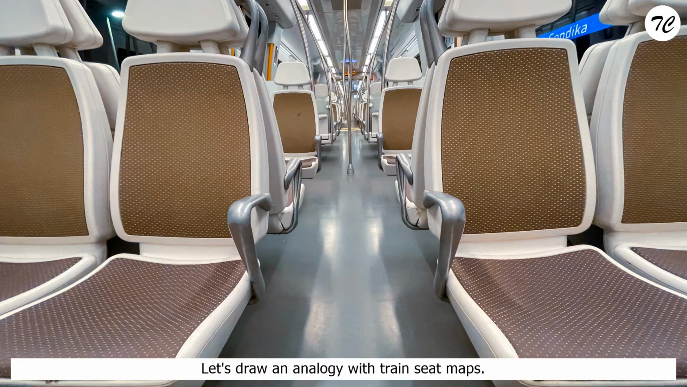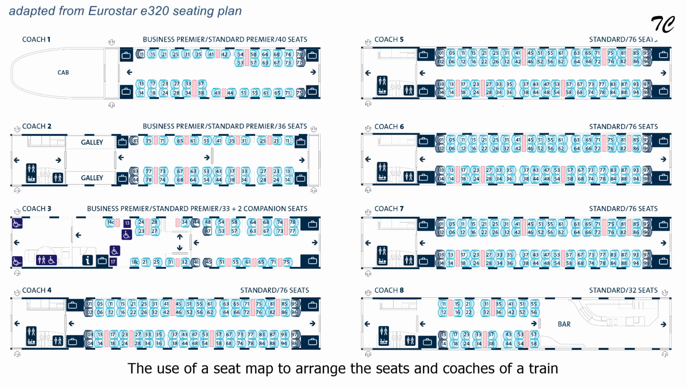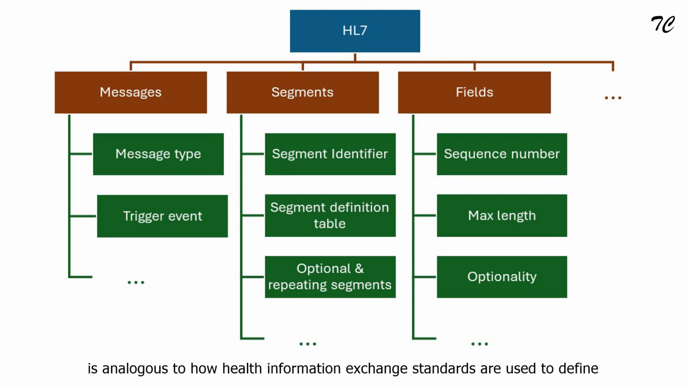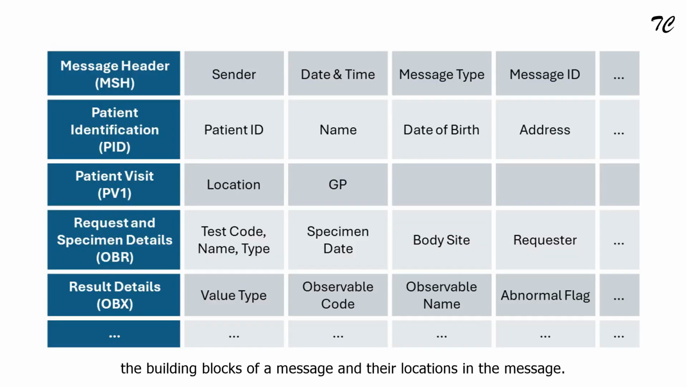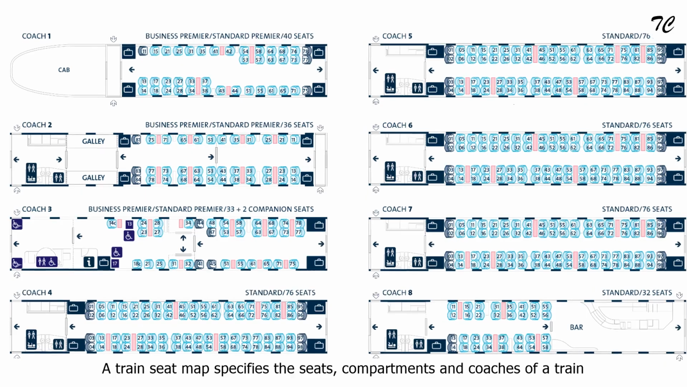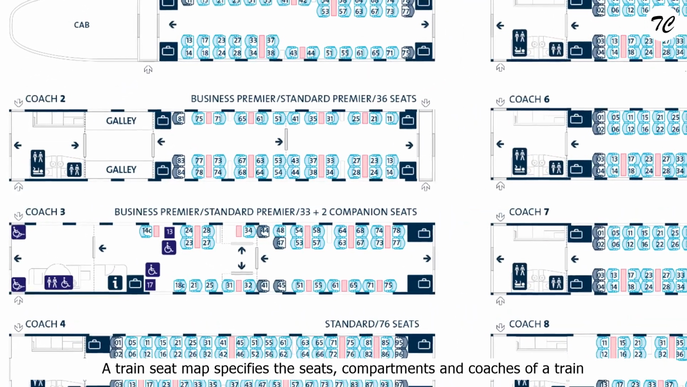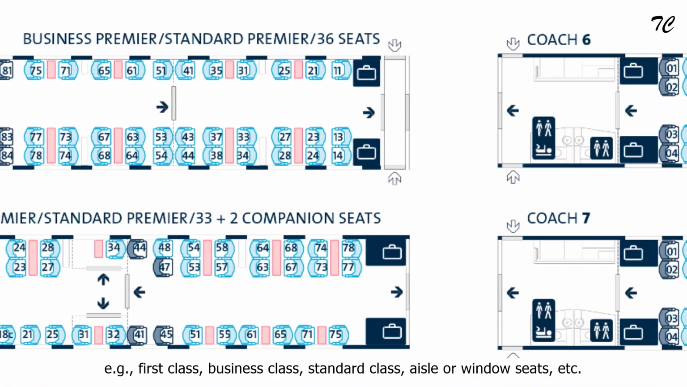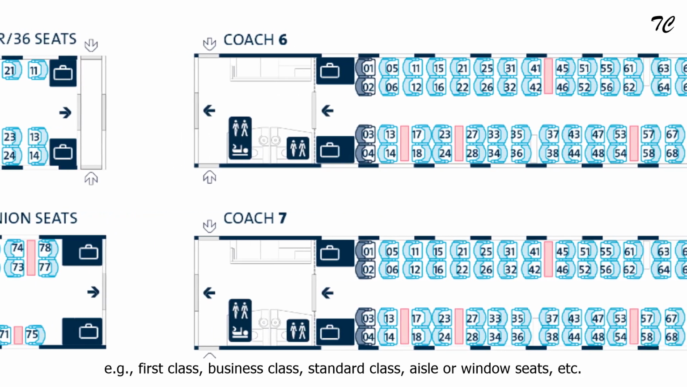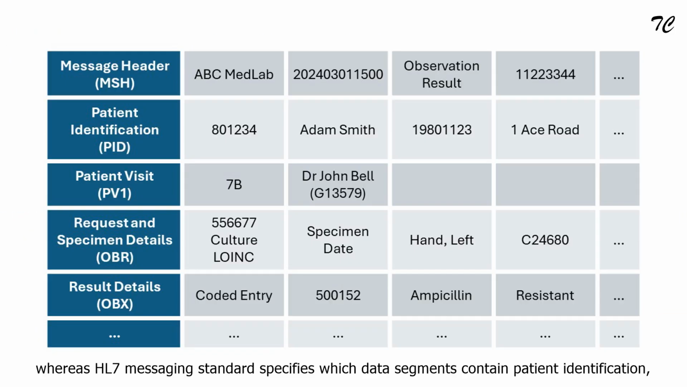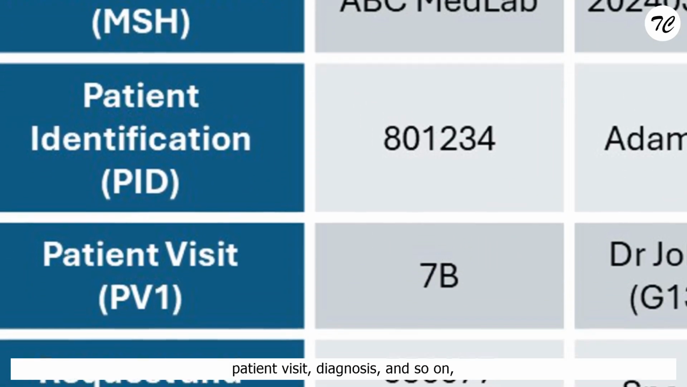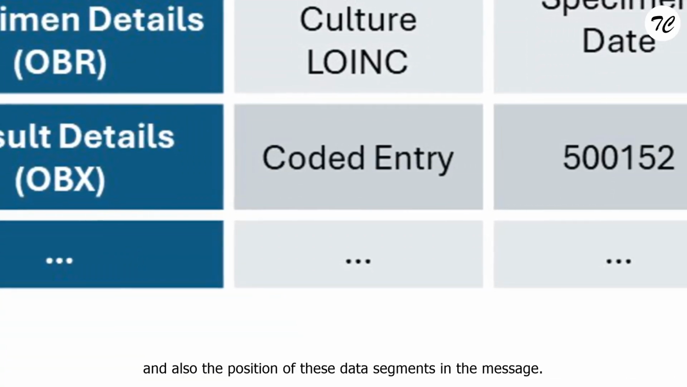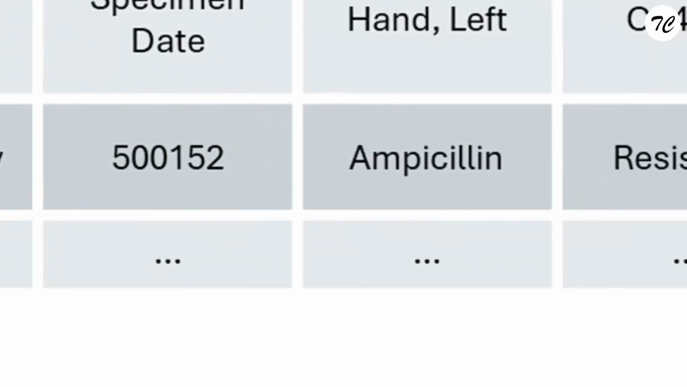Let's draw an analogy with train seat maps. The use of a seat map to arrange the seats and coaches of a train is analogous to how health information exchange standards are used to define the building blocks of a message and their locations in the message. A train seat map specifies the seats, compartments, and coaches of a train. For example, first class, business class, standard class, aisle or window seats, and so on. Whereas HL7 messaging standard specifies which data segments contain patient identification, patient visit, diagnosis, and so on. And also the position of these data segments in the message.